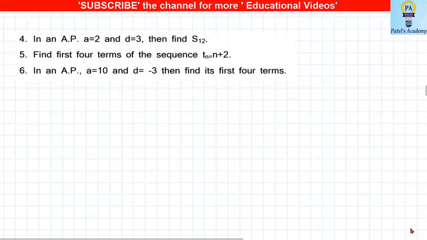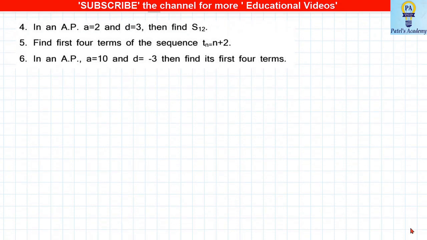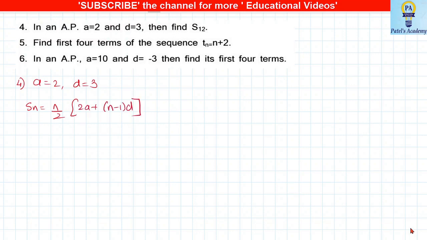The fourth one they have given in an AP. a is given as 2, d is given as 3, and you have to find out S12. Yes, now here you use the Sn formula. So a is 2, d is 3, Sn equals n upon 2, 2a plus n minus 1 d. We have to just substitute the value: 12 upon 2, 2 into a is 2 plus 12 minus 1 and d is 3.